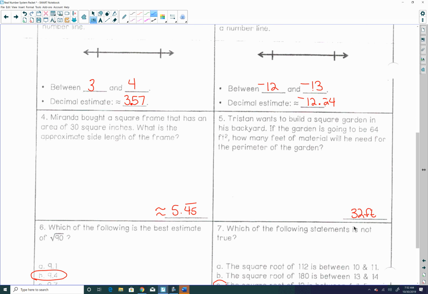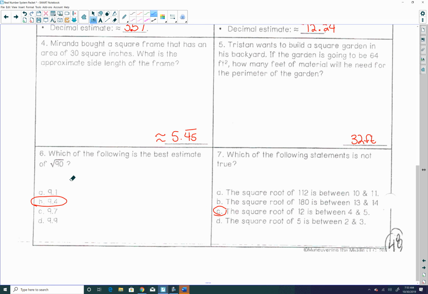Number 4, Miranda bought a square frame with an area of 30 square inches. What's the side length? Approximately 5.45 repeating. I guess I should say 5 and 45/100ths repeating. Number 5, about Tristan's garden, you notice that 64 is a perfect square, so you can get each side length, and then you have to multiply it by 4 for your perimeter, so that would be 32 feet. Number 6, the square root of 90, the best estimate is 9.4, or again, 9 and 4/10.